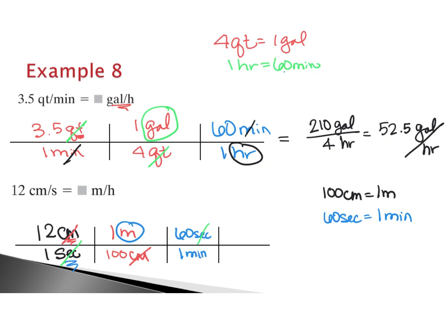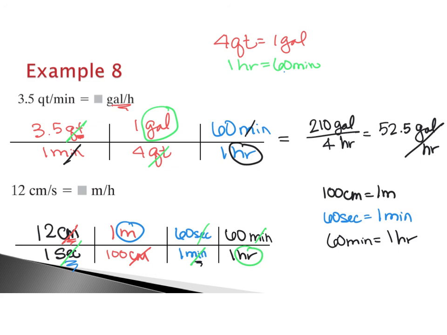So I'm not quite where I want to be, but I'm going to go 1 step farther. And I'm going to use the fact that there are 60 minutes in 1 hour. So now, because I have my minutes down here, I need to cancel it by putting minutes on the top. So I have my 60 minutes for every 1 hour. Now I can see that my minutes are going to cancel, and I'm left with the hours that I want.